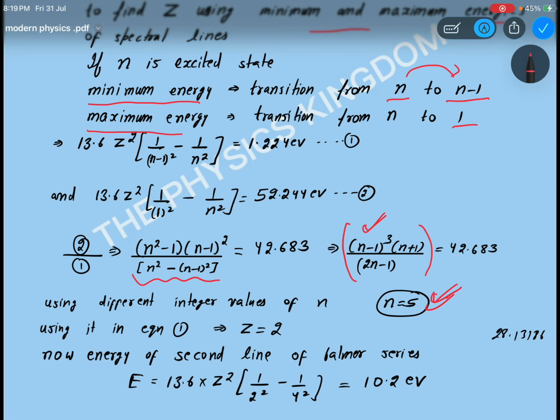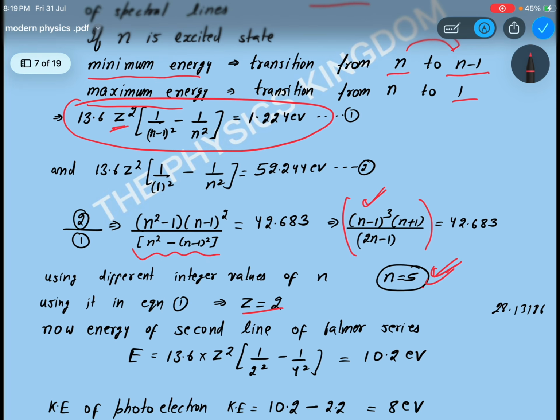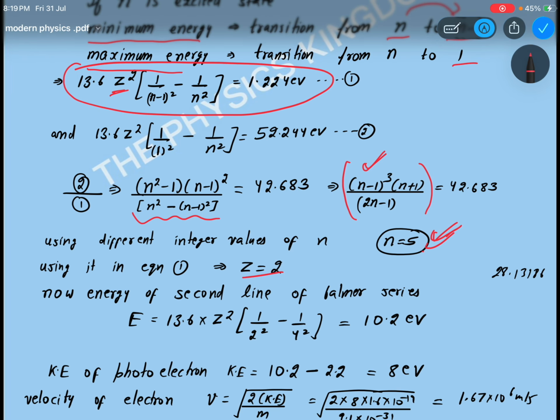After getting n as 5, you can use any of these equations. From this equation, putting n as 5, you will get Z equal to 2. Now Z we also got. Now the energy of the second line of the Balmer series: 3 to 2 is the first line, 4 to 2 is the second line of the Balmer series. So we calculate the energy associated with the second line of the Balmer series. This energy comes out to be 10.2 electron volt.